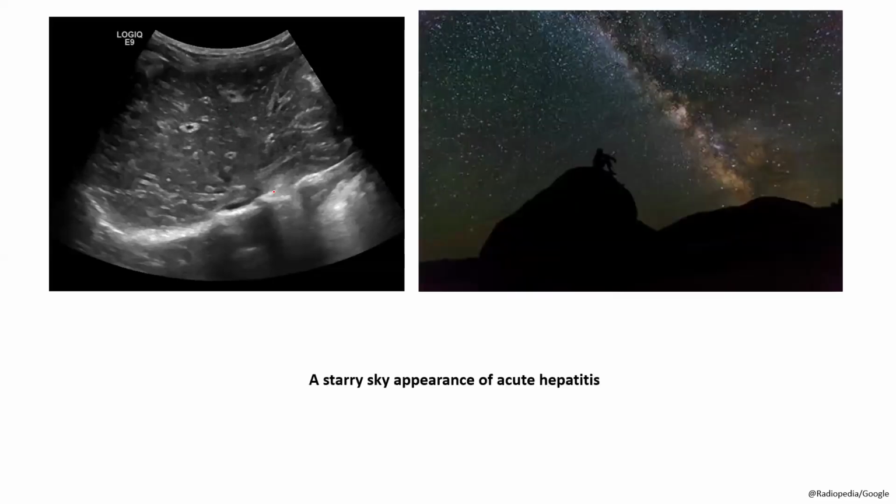What is this sign? This is ultrasound of right hypochondrium showing liver which is completely hypoechoic, and there is increased periportal echogenicity, which gives a typical starry sky appearance, and this is seen in acute hepatitis.